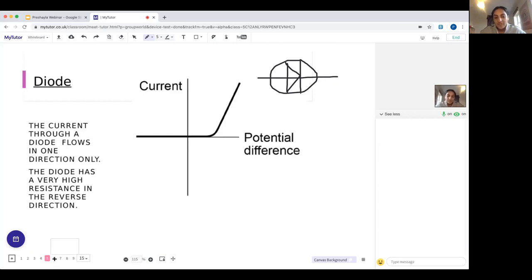In the forward direction, however, it lets current through. In the reverse direction, it doesn't.